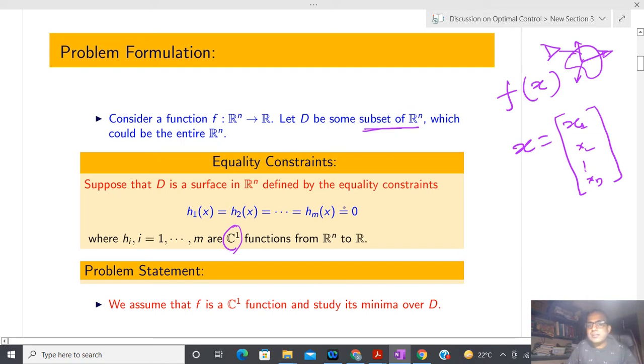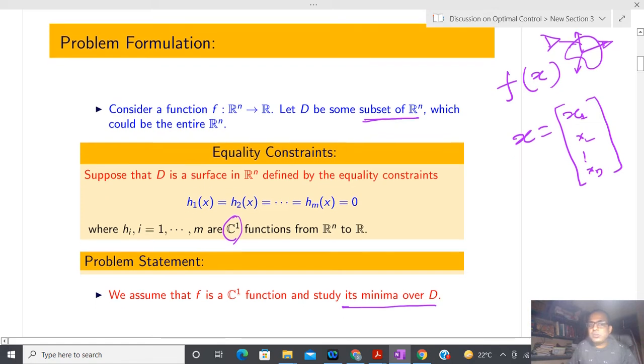So I have equality constraints, and I have some function, and I know that somewhere in this particular region D there exists a minima. Now we are going to find some kind of necessary condition, such that if that condition is satisfied, then I can check that there exists a minima. That kind of result I am going to develop. Obviously I am going to assume that f is continuously differentiable, and I have to study minima over D. I have already told you about this.